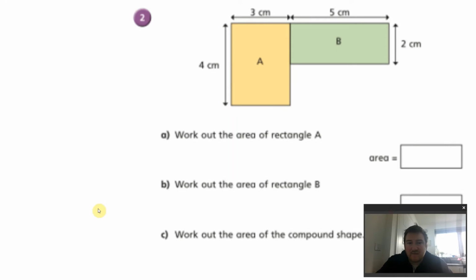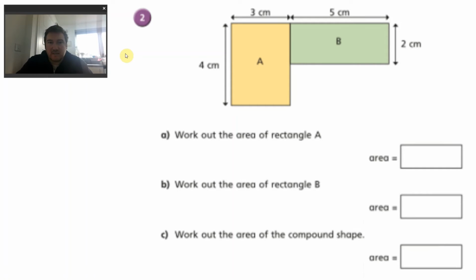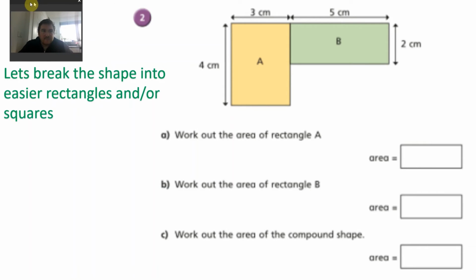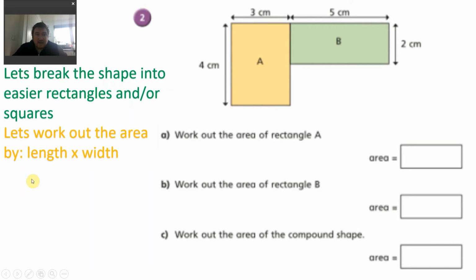Right, so now let's have a look at working that out without the squares though, because the squares make it slightly easier. So we're going to do it with a shape without any squares. Our shape's been broken up for us already, so we have A and we have B. We now need to work out the area of each one. So work out A first.